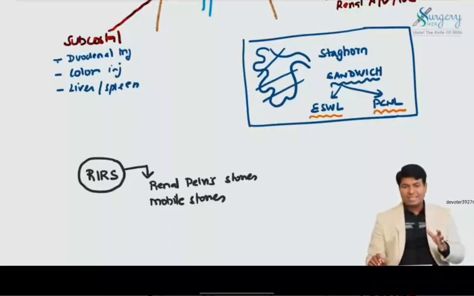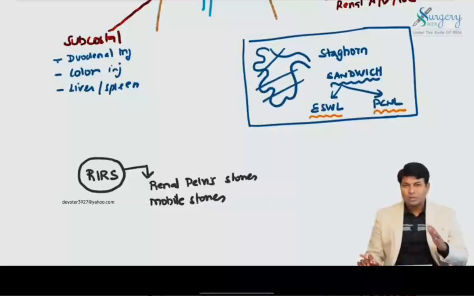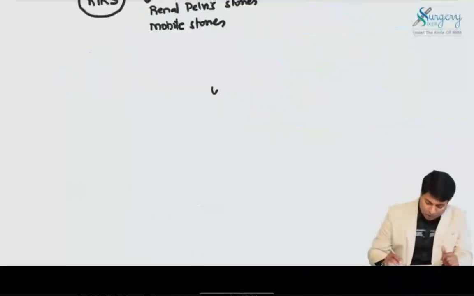Retrograde intrarenal surgery, and with the retrograde method nowadays, you have lithotripters which can break the stone and remove it. All these things are not explained in Bailey and Love, so they are not needed for you. Just remember what I told you so far. And now coming to ureteric stone management. It is very simple. Ureteric stone, you all very well know.